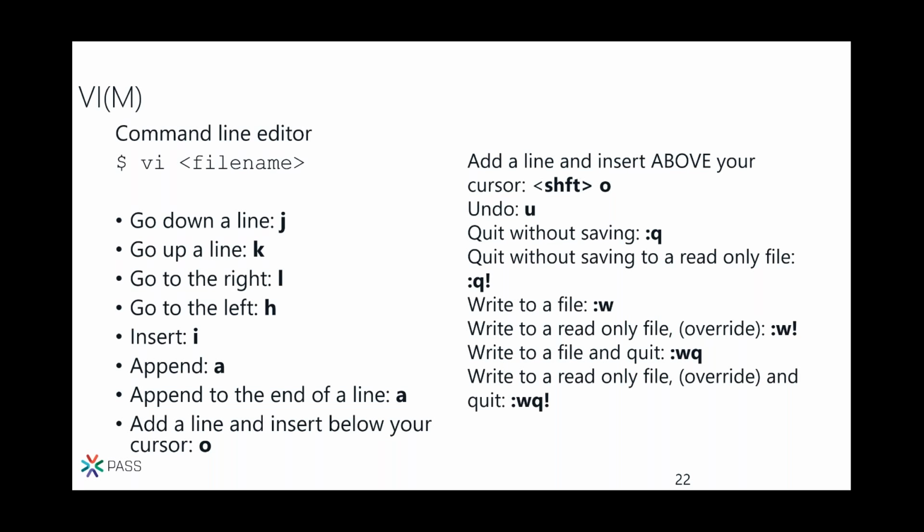And that's where you notice quit without saving, colon Q, versus quit without saving to a read-only file is colon Q bang. And this is to override it. That bang or that exclamation point does that. If you were editing the file, you could write to it with a colon W, or I could say I want to overwrite and also quit. I could do colon WQ bang to a read-only file.